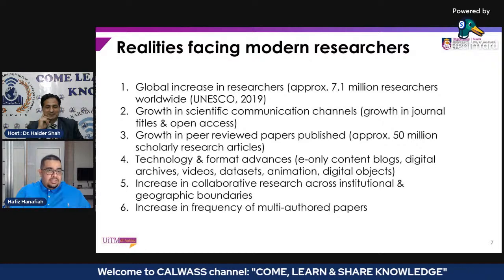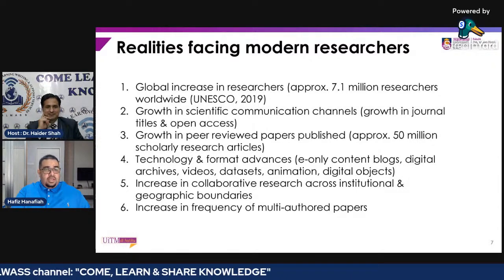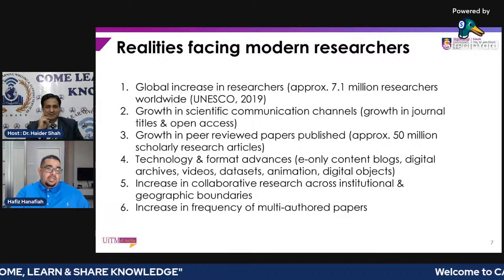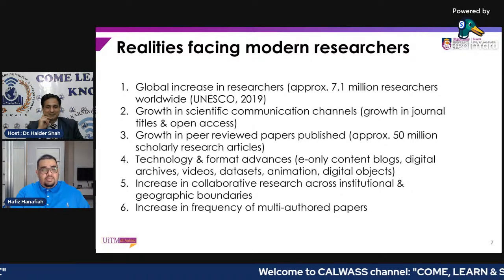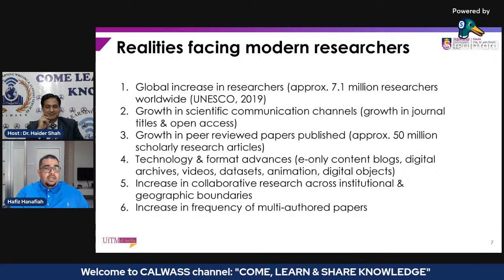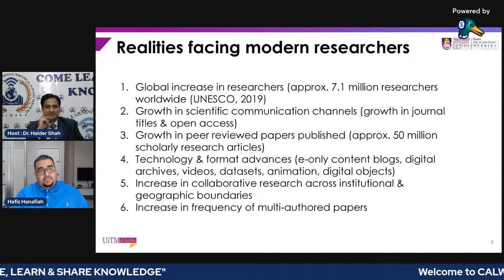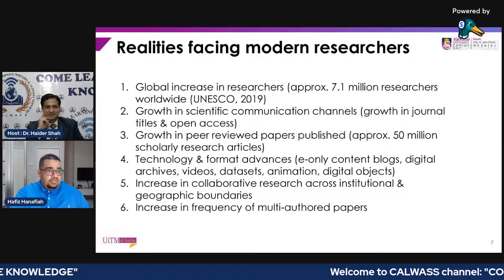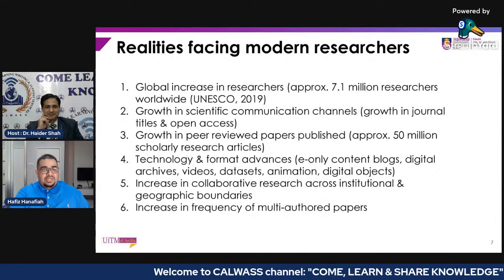and hence, with the technology advancement and the number of researchers getting bigger and bigger, there is a demand for collaborative research. We go beyond institutional and geographic boundaries. And perhaps you can see there's an increased frequency of multi-authored papers. Yep. So these are the realities, and we have to face them because we are modern researchers.